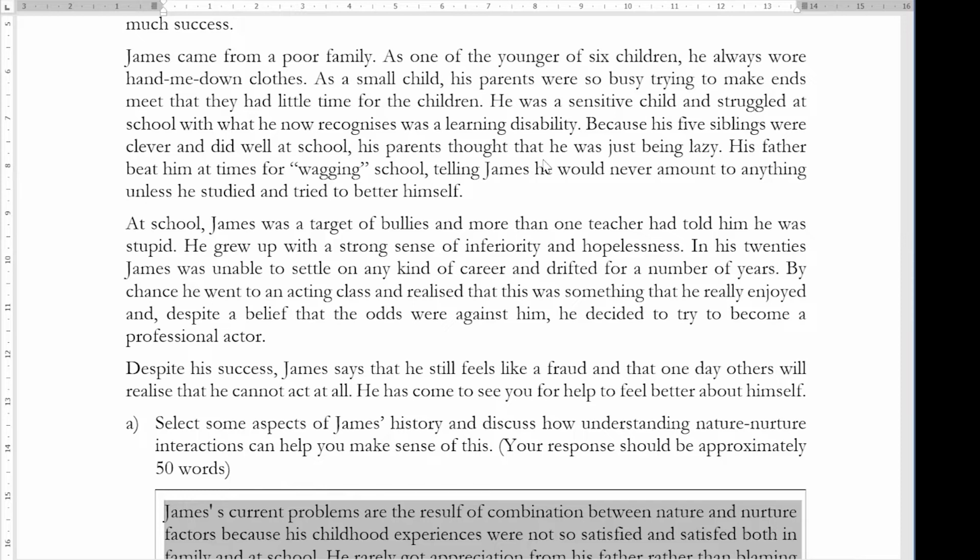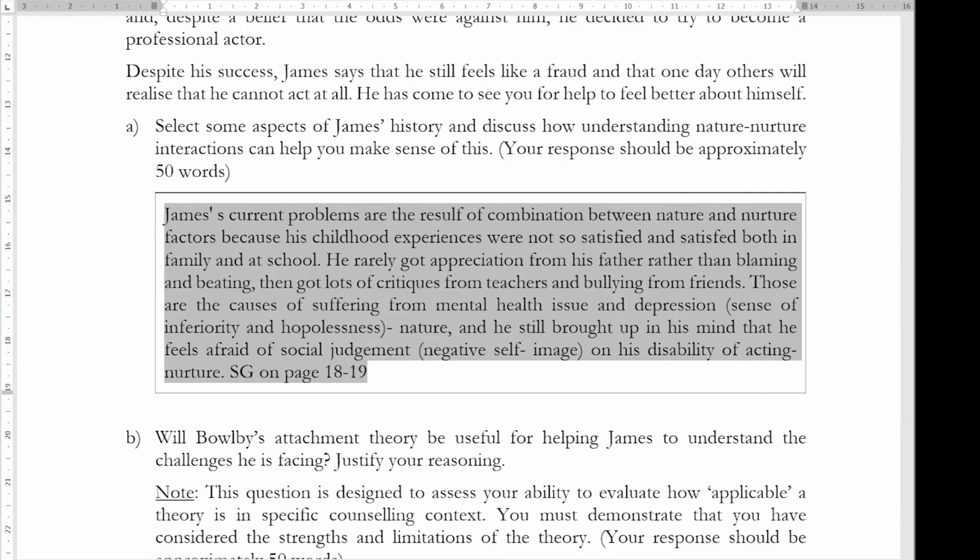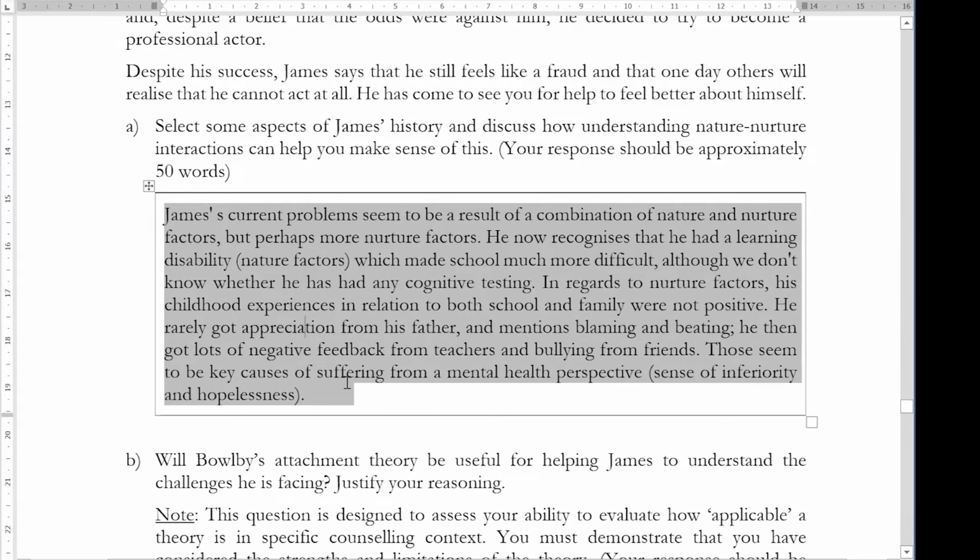Okay. I'm just going to copy and paste this. Almost finished. I just finished it. James' current problems seem to be a result of a combination of nature and nurture factors, but perhaps more nature factors.